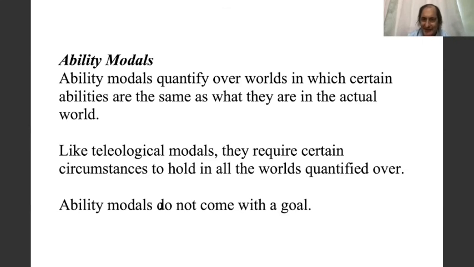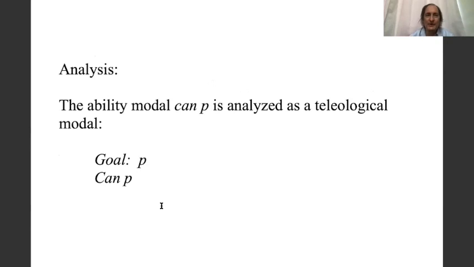When you say, in order to become famous, John can win, becoming famous is a goal. Okay? If you simply say, John can win, he has the potential. Yeah, there might be goals of John's independently, but that sentence doesn't tell you anything about goals. It just tells you about ability. But we're going to do something that will maybe strike you as odd. We're going to analyze the ability modal as a teleological modal.